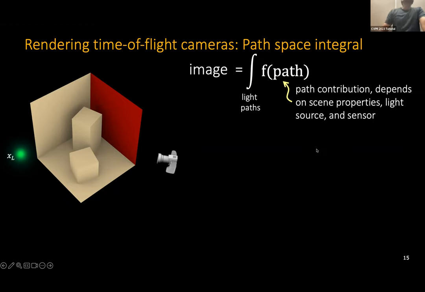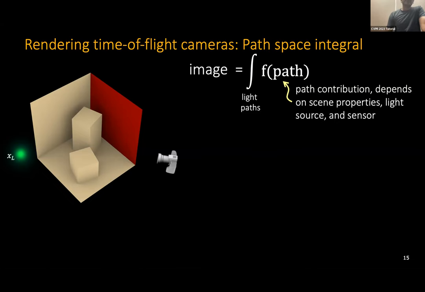So the path space integral, like I was saying, that we built for intensity cameras, simply says: take all the light paths, take their path contributions, and sum them up. And that gives you your image. That's what the path space integral is saying. This can be extended to time of flight cameras also, and let's see how we can do that.